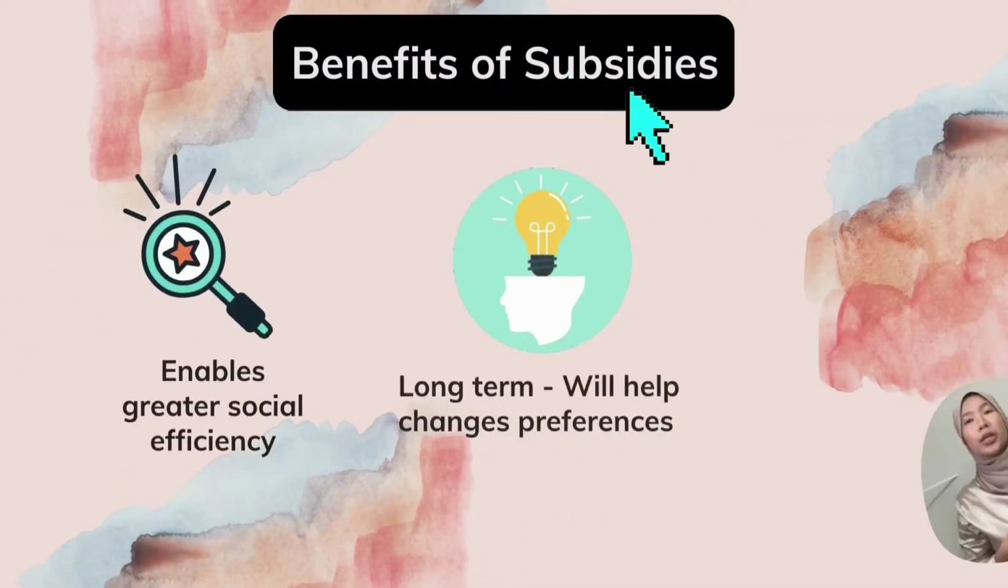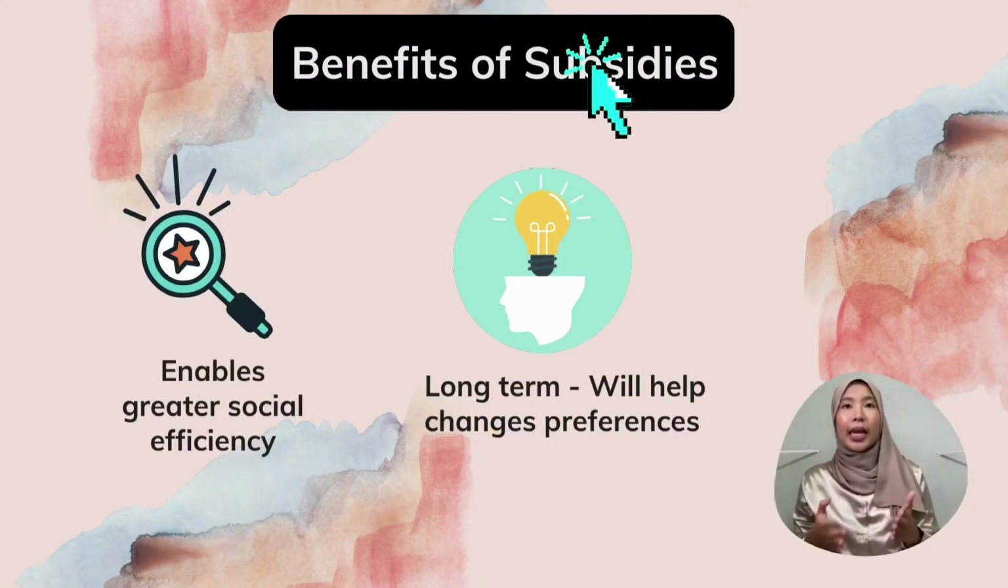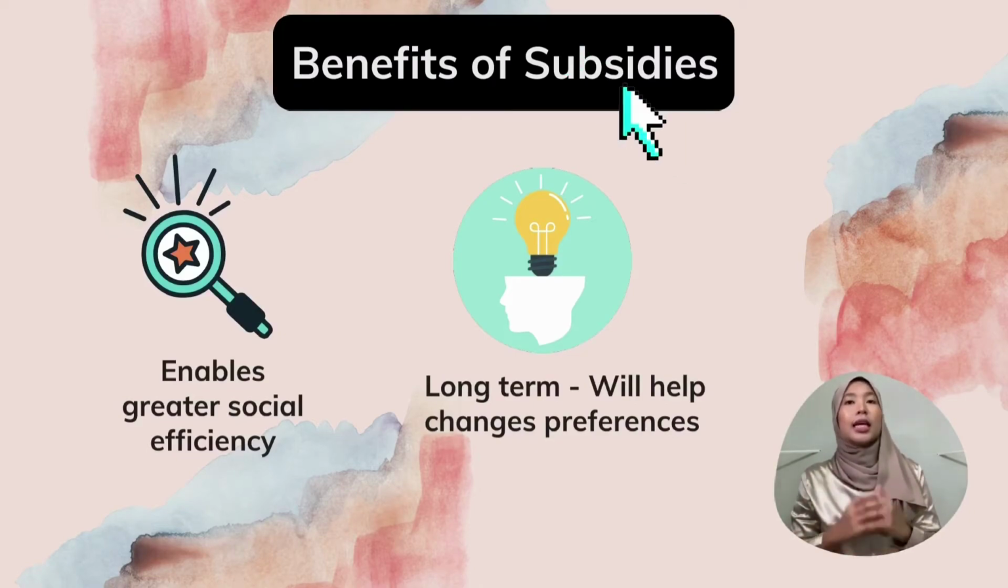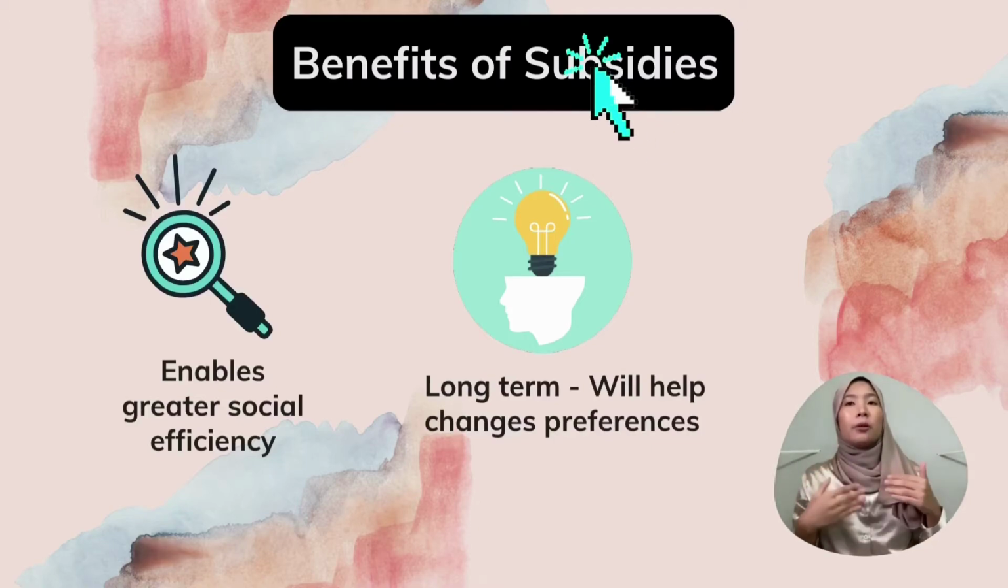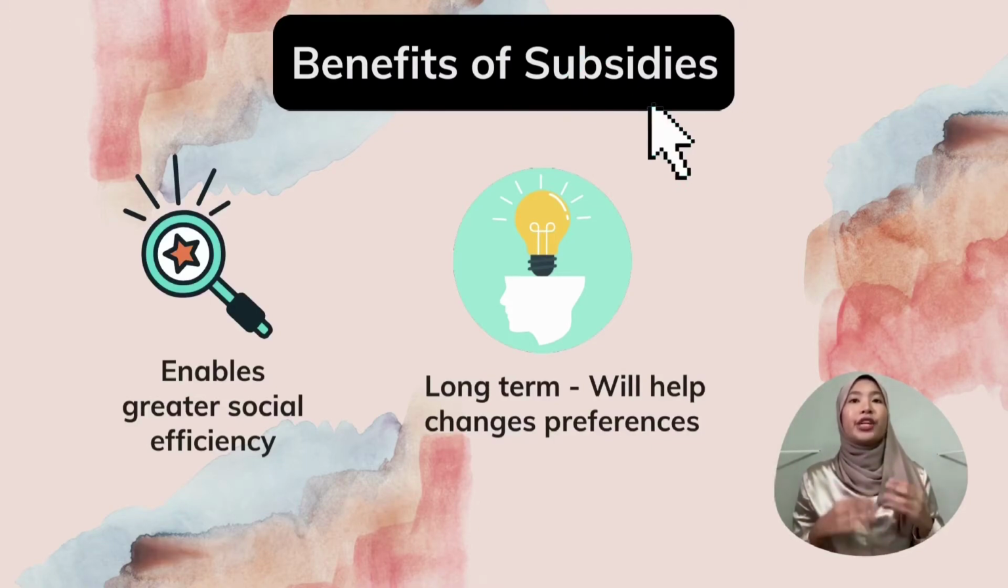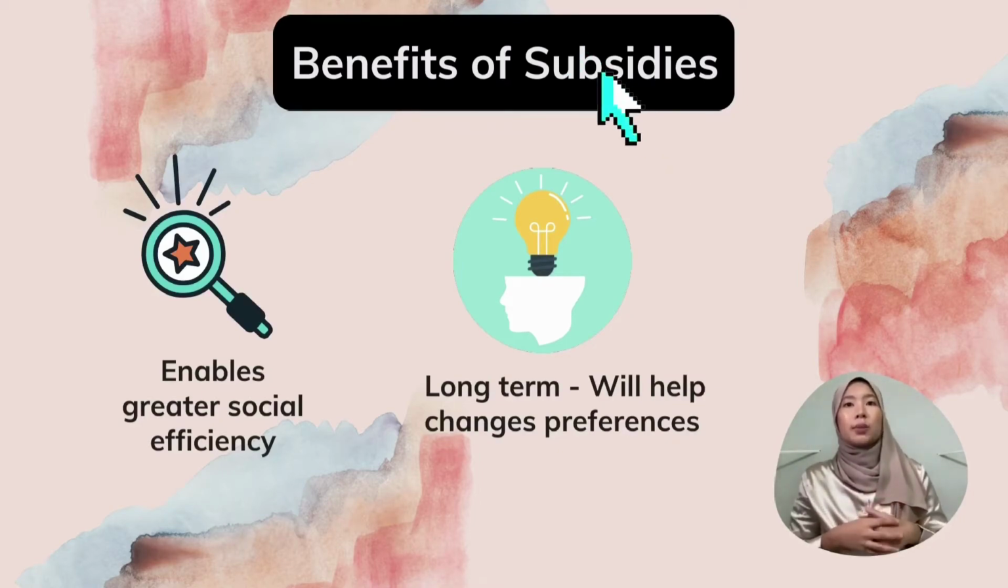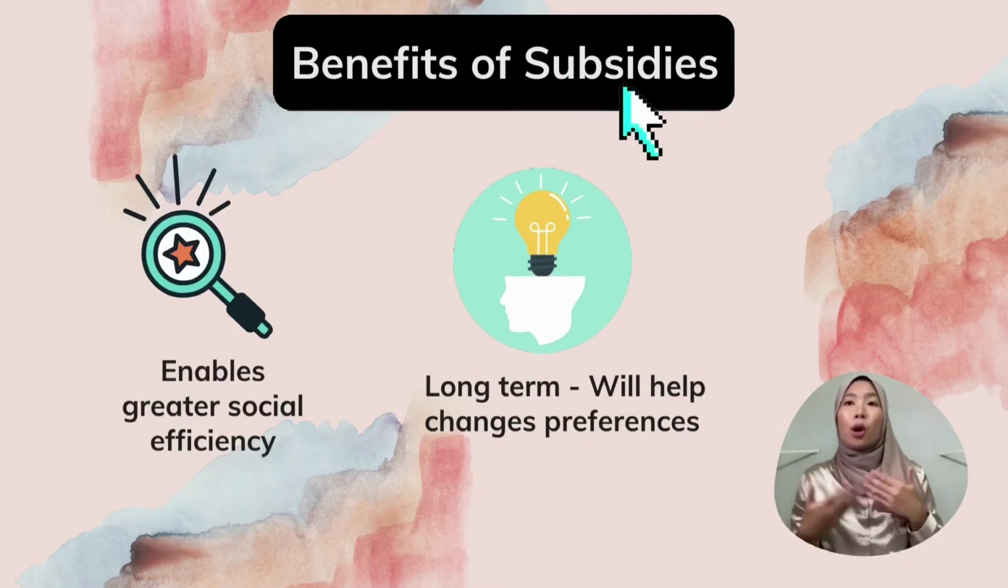Moving on to the advantages of subsidies. The first one is that it enables greater social efficiency. This means consumers end up paying the socially efficient price, which includes the external benefit. For example, if you subsidize public transport, it will encourage people to drive less and reduce the negative externalities. While in the long term, subsidies for a good will help change preferences. This means it will encourage firms to develop more products with positive externalities.